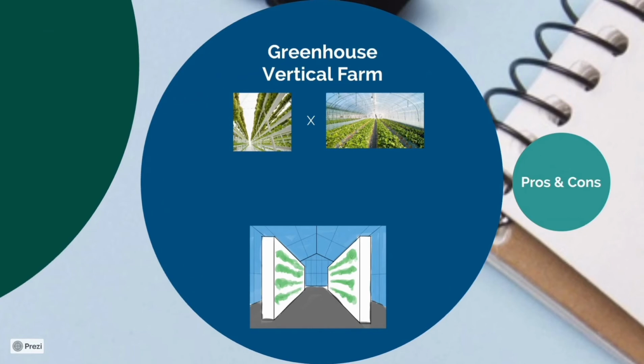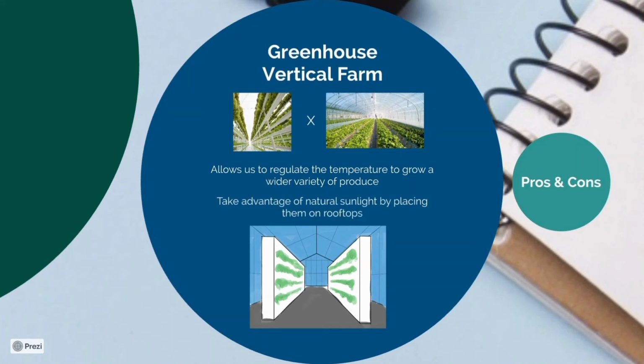Our unique selling proposition is that our greenhouse allows us to regulate the temperature to grow produce that normally cannot be grown in Singapore's tropical climate. We will place our vertical greenhouse farm on roofs of high-rise buildings to take advantage of Singapore's sunlight while still having the ability to control the indoor temperature of the farms. Hence, creating a conducive environment for all varieties of produce to grow. And because it is locally grown, we can ensure the quality and freshness of the produce.